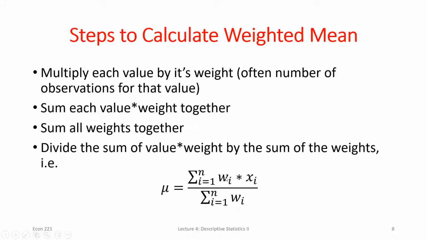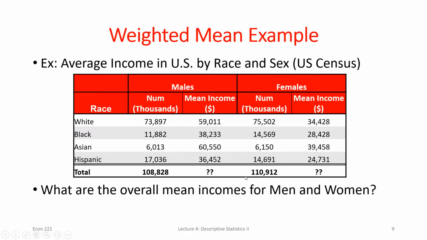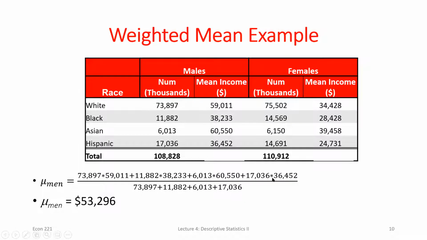Now, for the numerator, take the weight of each category and multiply it by the value for each category. So, reading left to right, use the weight first: 73,000 times 59,000 plus about 12,000 times 38,000 plus 6,000 times 60,000 plus 17,000 times 36,000. Add all those up, and that gives me my numerator. I can do that all on one line. And then here I have the sum of my weights, but I had already calculated that, so I could have just put in that 108,000 there. And it's as simple as that.